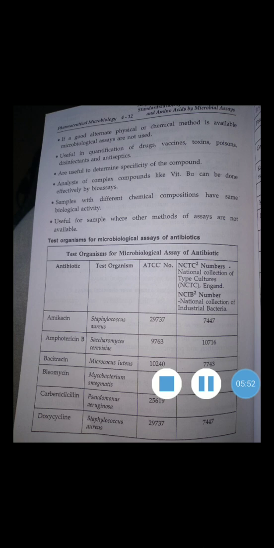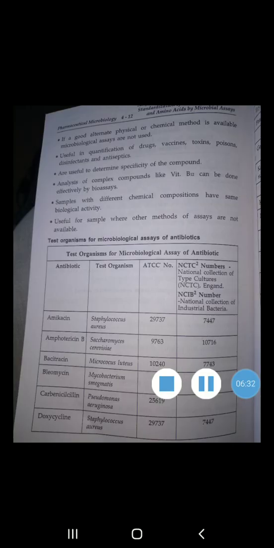Then for the assay of nystatin, Saccharomyces cerevisiae is used as the test organism. Then oxytetracycline: for the assay of oxytetracycline, Bacillus aureus or Staphylococcus aureus. Then for polymyxin B, then for rifampicin, Bacillus subtilis is used as the test organism. Then for tetracycline, Bacillus aureus is used as the test organism.